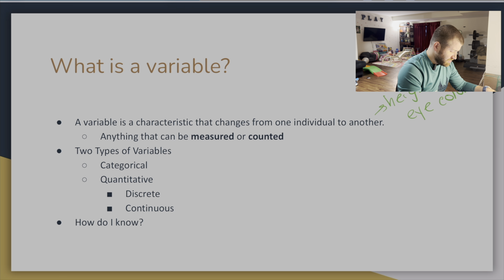Now we have two big categories of variables, and that's categorical versus quantitative.